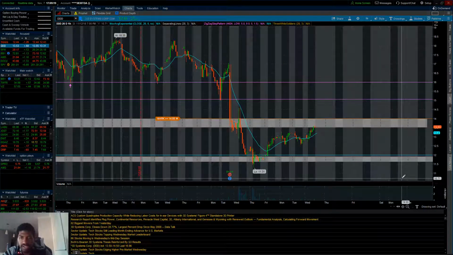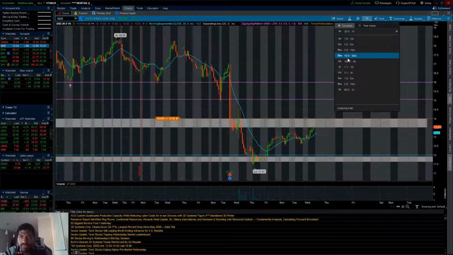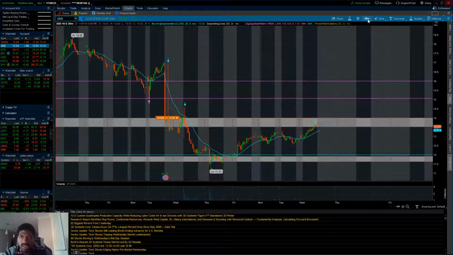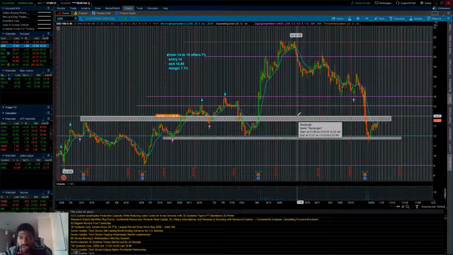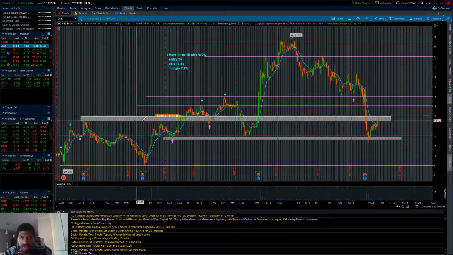Ticker symbol DDD. Let me go to the 4-hour chart. Oops, that's the 30-minute chart. Okay, so I have this one planned out already. There's only 2 more days left in the week, so I'm either going to swing it for one day or just day trade it. But I have an alert set for 14.